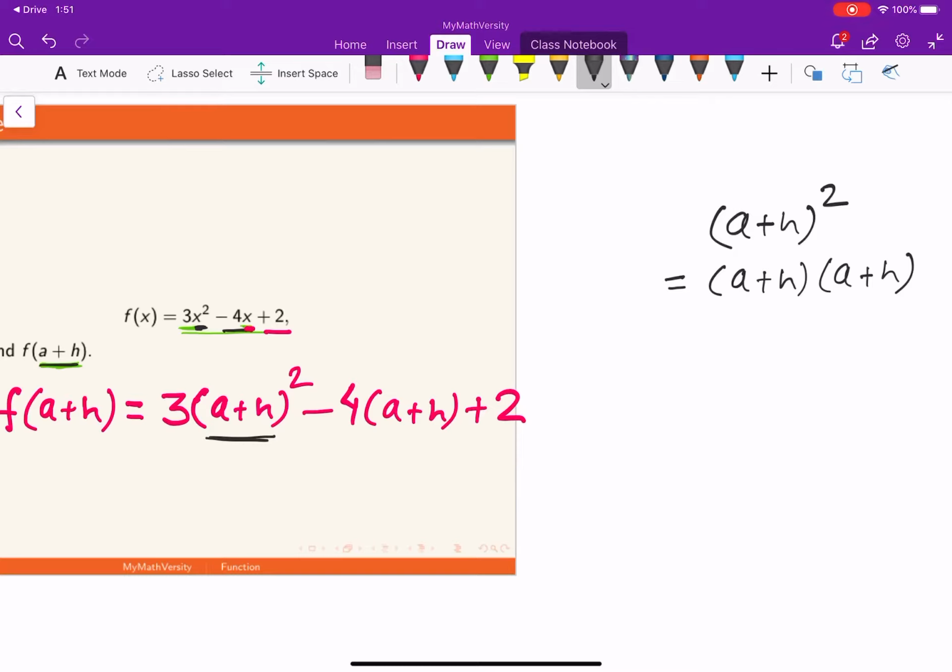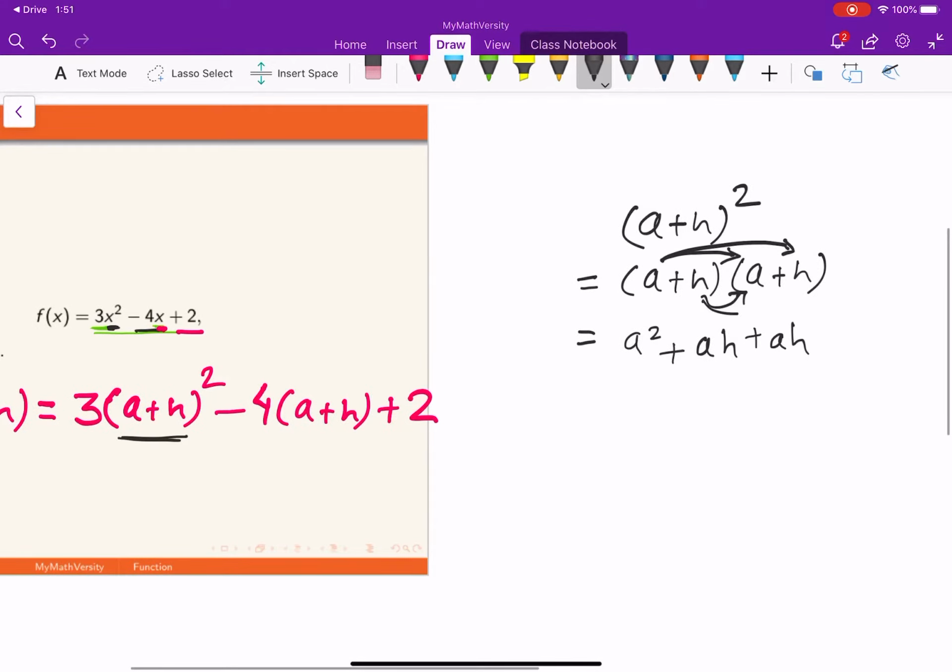So if that is the case, we have the binomial term, so we can just use the FOIL method, which is multiply the first term with the first term, we get a squared. Multiply the outside terms, we get a times h will be ah. Multiply the inside terms, then we get h times a, which is ah, right? And then h times h will be h squared.